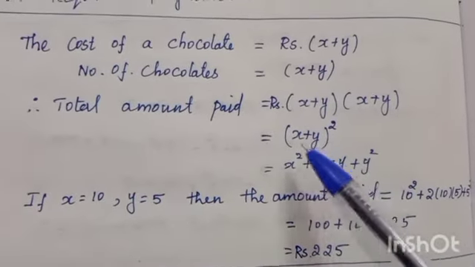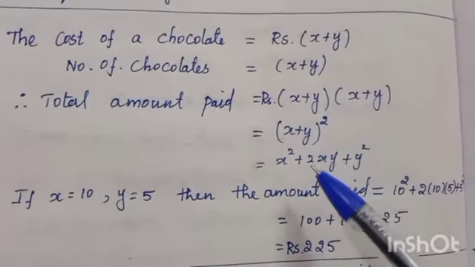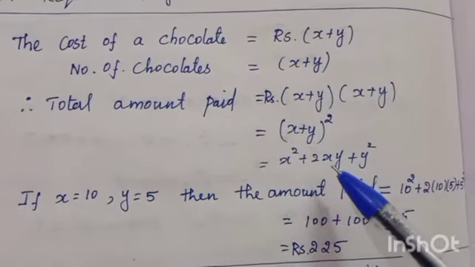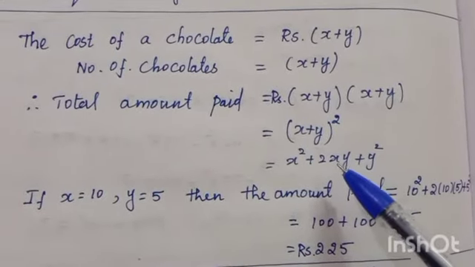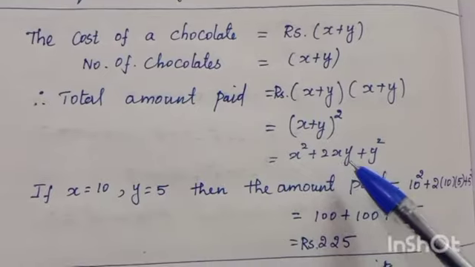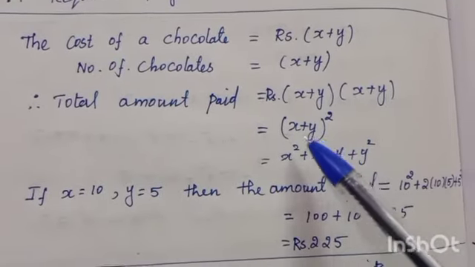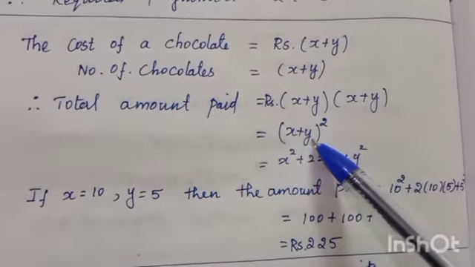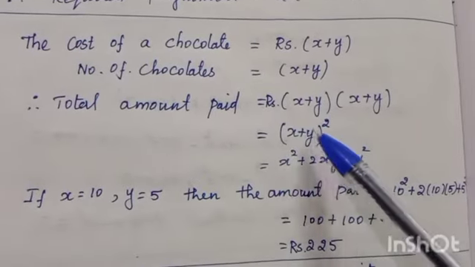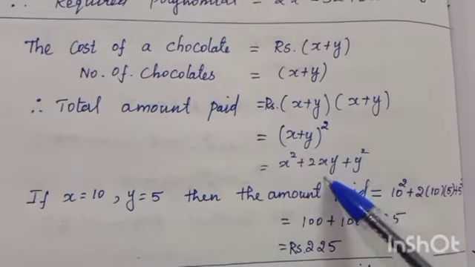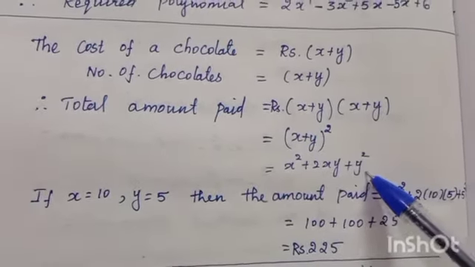It is in the form (a plus b) whole square. Do you remember, students? The (a plus b) whole square formula, do you remember? Yes. a square plus 2ab plus b square. So instead of a and b, we have x and y. So x square plus 2xy plus y square.